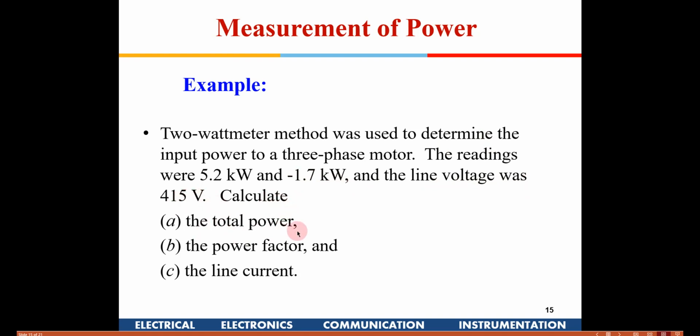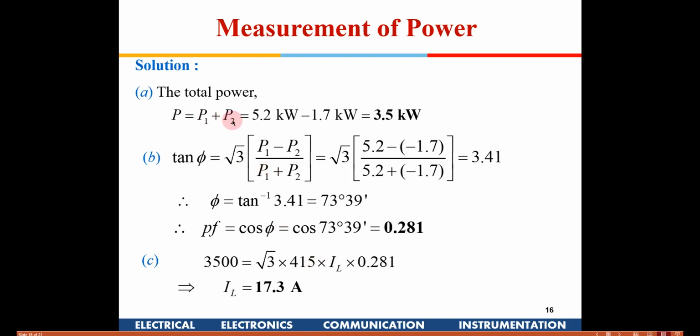Calculate the total power factor and the line current. Total power is adding these two: 5.2 and minus 1.7, so 3.5 kilowatt is the total power, right? To calculate the power factor, tan phi, I use this formula: root 3 into (P1 minus P2) divided by (P1 plus P2). So root 3 into (5.2 minus 1.7) divided by 3.5, I get 3.41, and then for phi I take tan inverse of that, you get the angle in degrees, and then for power factor you take cos phi, so you will get the power factor. Okay.